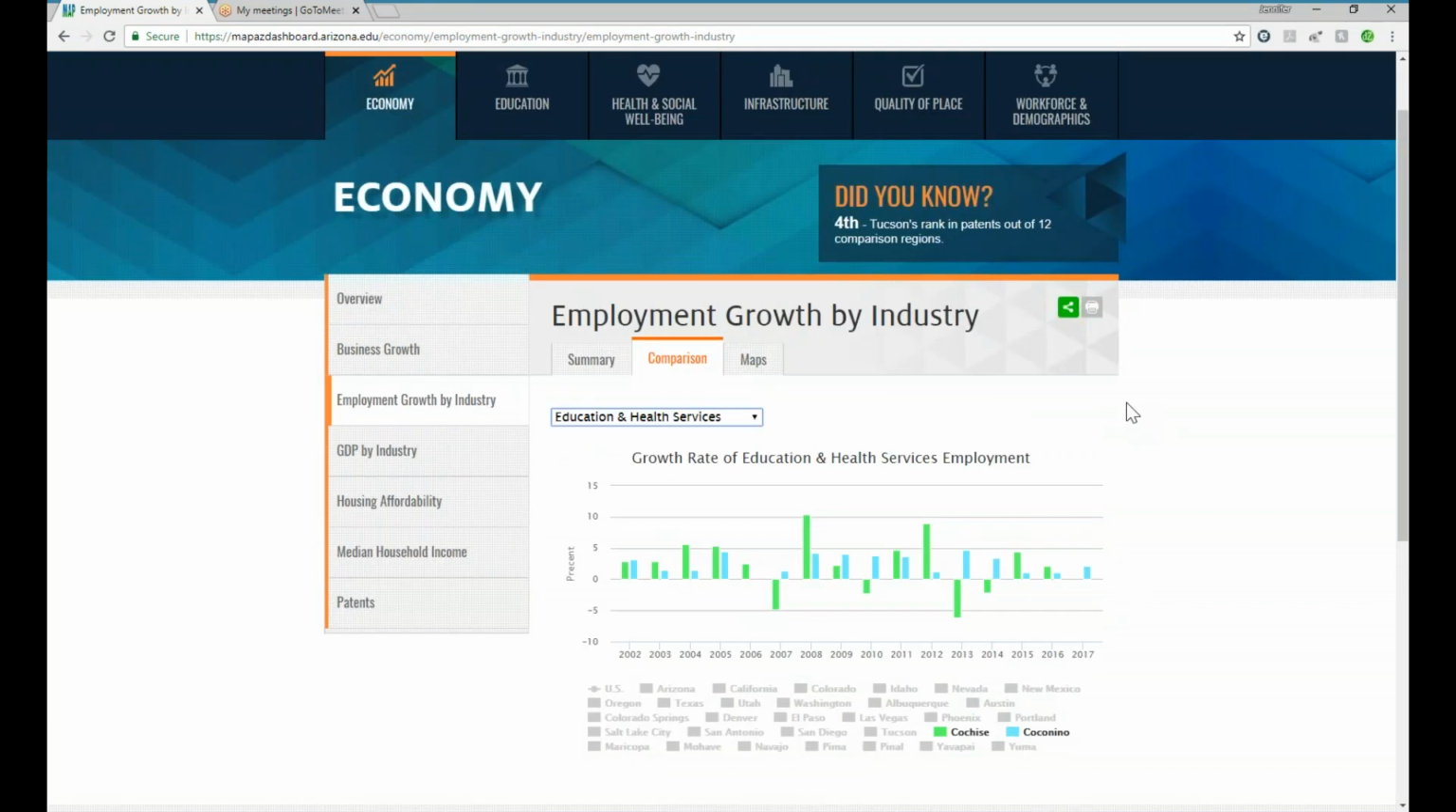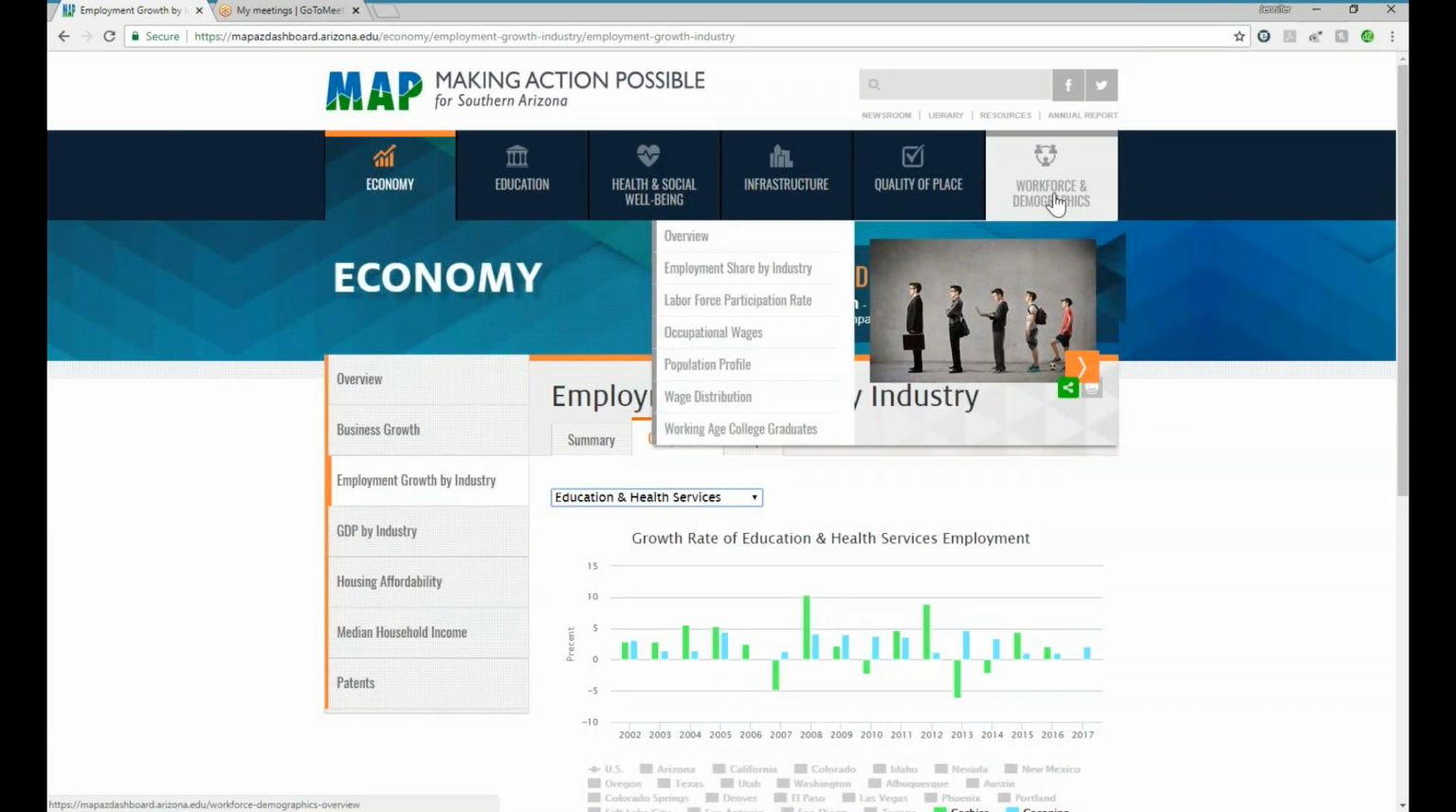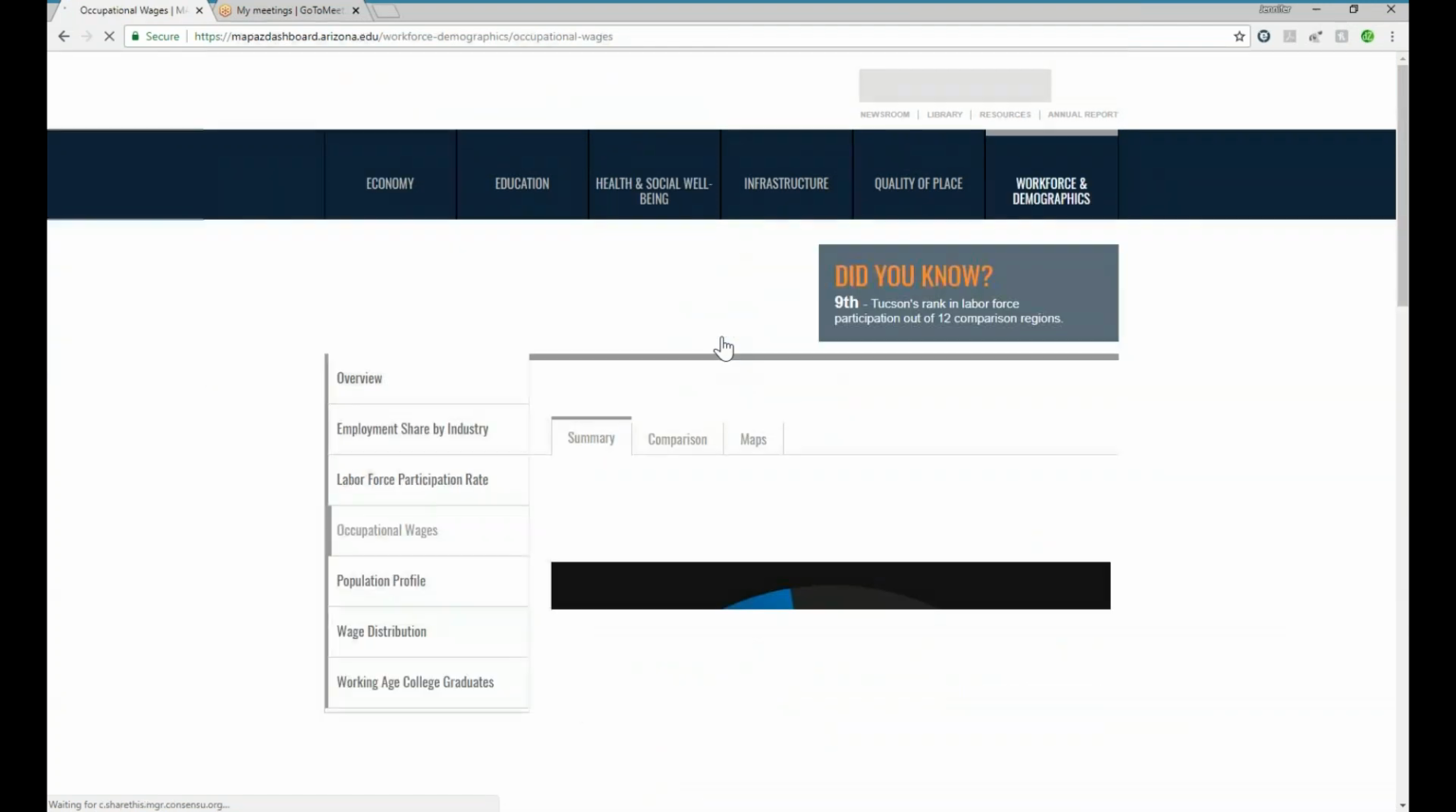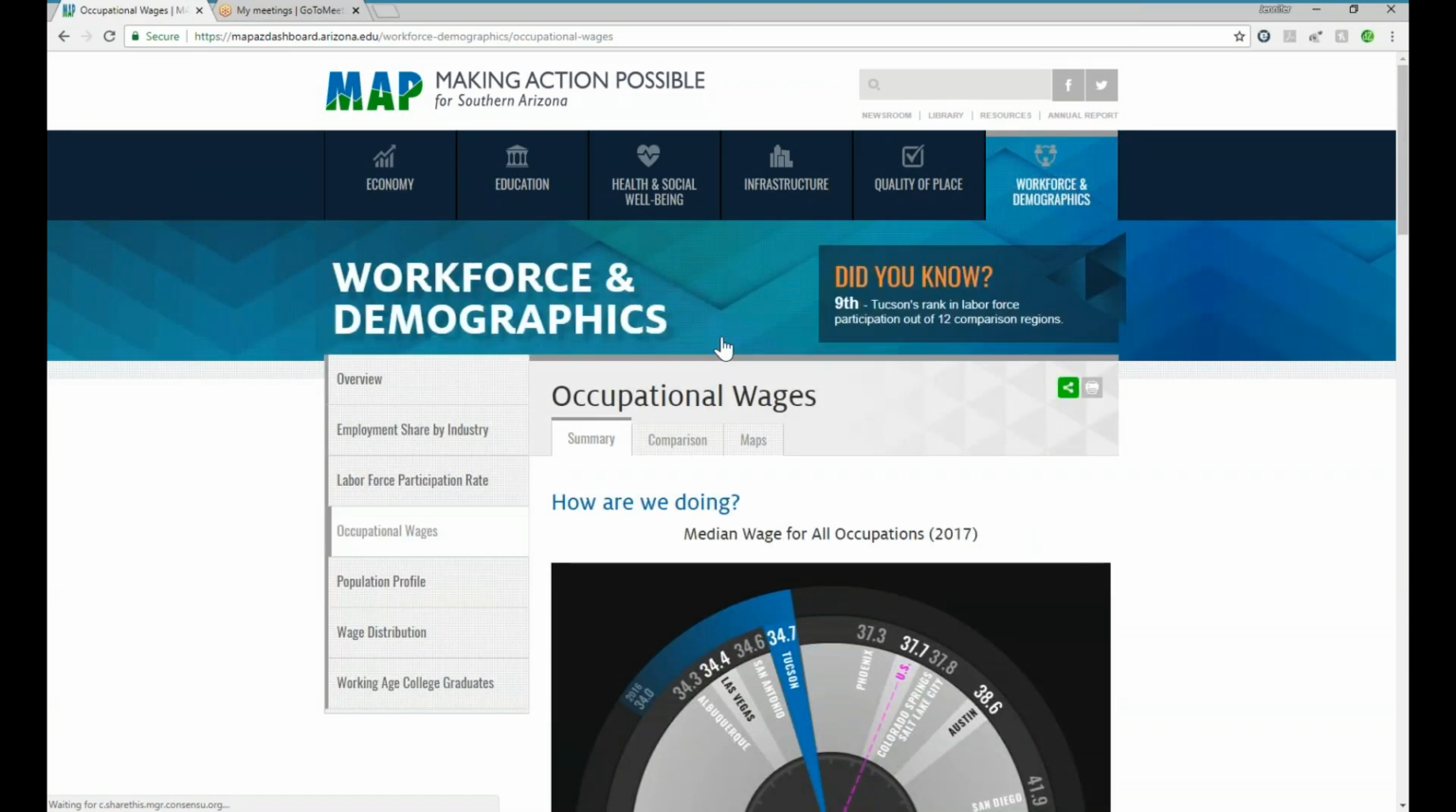We also have employment growth by industry, GDP by industry. If you go into workforce and demographics, we have employment share by industry. This looks at the distribution of industries across the different geographies. And we have occupational wages, and this is by occupation. So a little bit different concept than industry.